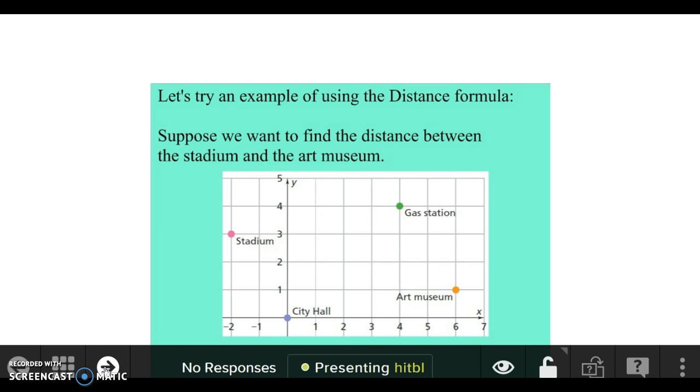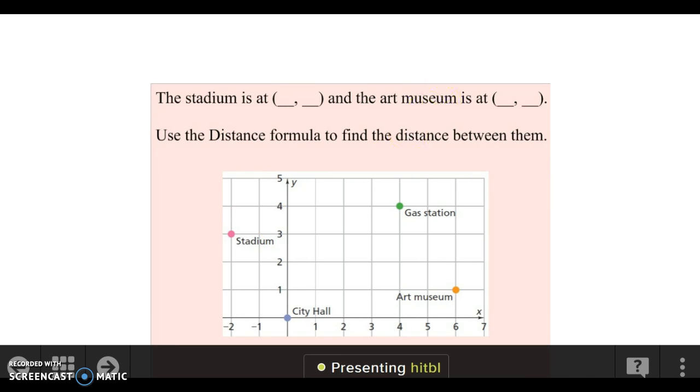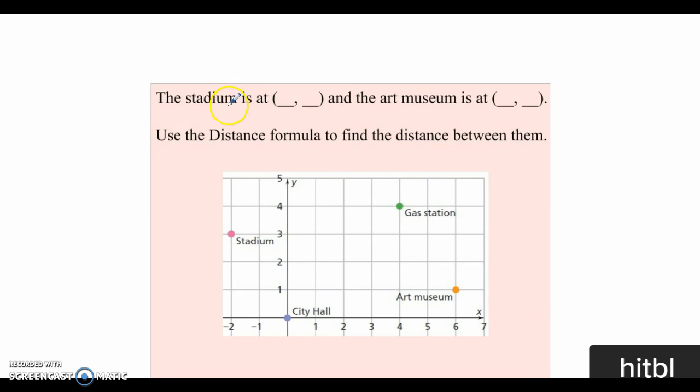Okay, so I want to try another example. We're going to find the distance between the stadium and the art museum. So the first thing that we need to do is we need to find our coordinate points. So if we look, the stadium is at -2 and up to a +3. So (-2, 3). Make sure you write this down kind of towards the bottom so you have a nice example to go off of. And the art museum is at (6, 1). So 6 for my x and 1 for my y.